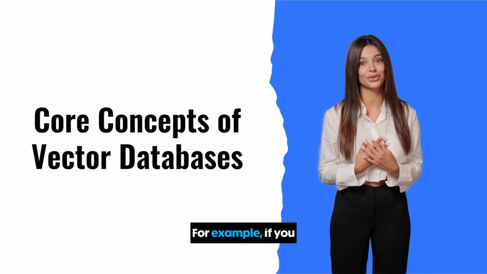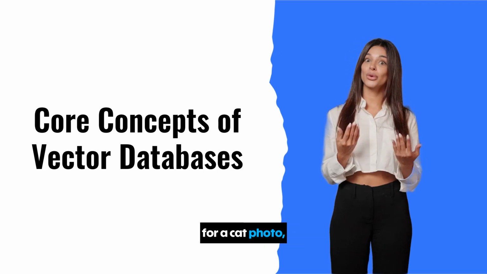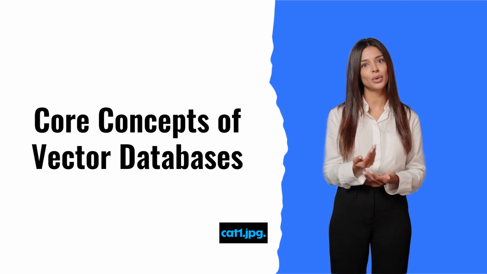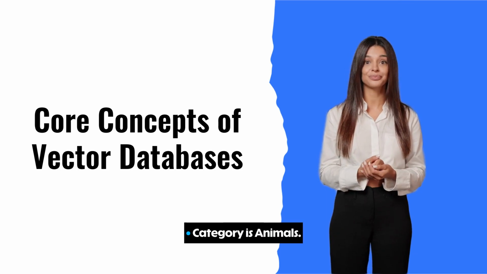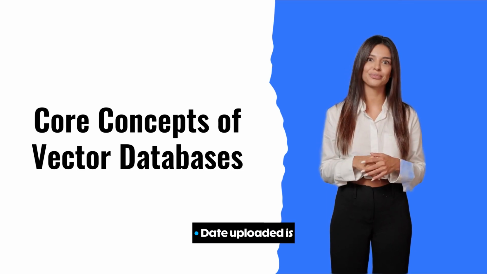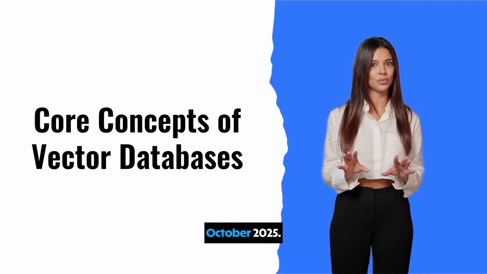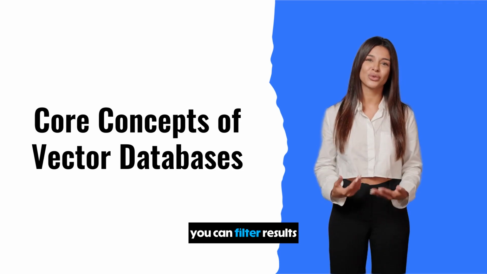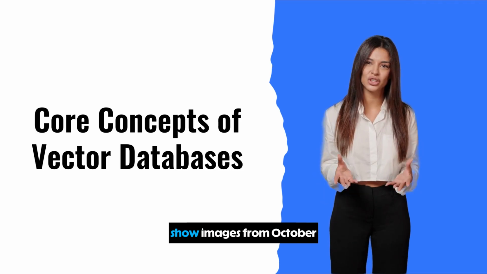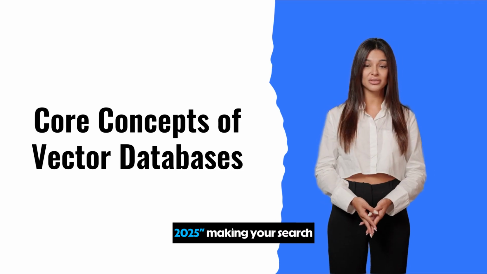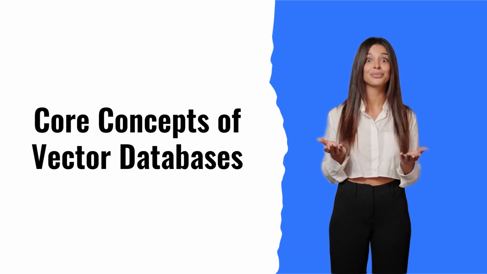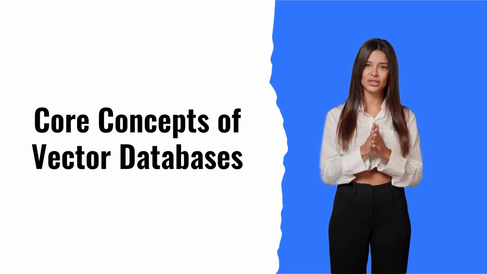For example, if you have an image vector for a cat photo, metadata might include: file name is cat1.jpg. Category is animals. Date uploaded is October 2025. So when you search, you can filter results by metadata, like only show images from October 2025, making your search more accurate and meaningful. Now let's talk about hybrid search.